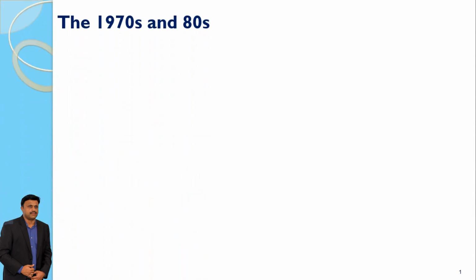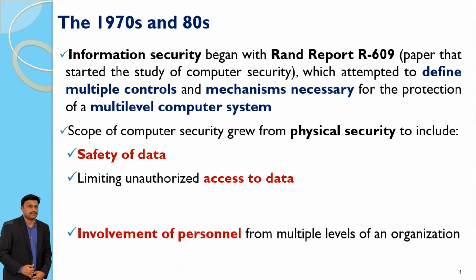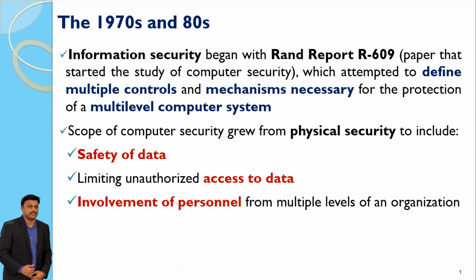The RAND report R609 initiated the study of computer security, defining controls and mechanisms for protecting multi-level computer systems. The scope expanded to include data safety, access control, and personnel involvement.